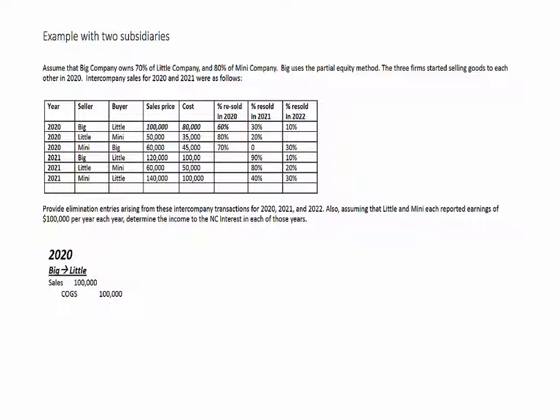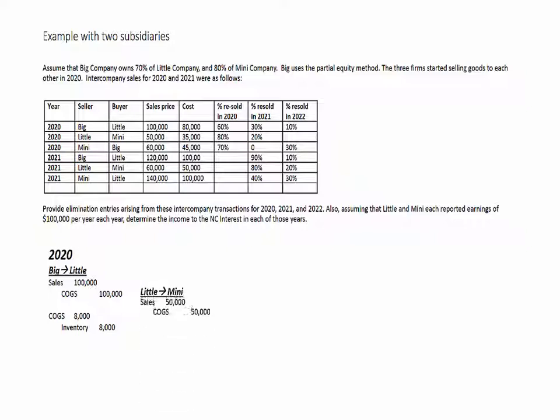60% of the merchandise was resold in 2020. That means 40% was not. So 40% of that $20,000 profit, or $8,000, is unrealized. We're going to defer that by increasing cost of goods sold by $8,000 and adjusting our inventory downwards to essentially strip out that markup, or strip out that inflation of the inventory value.